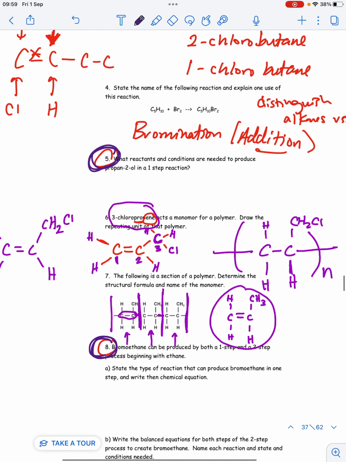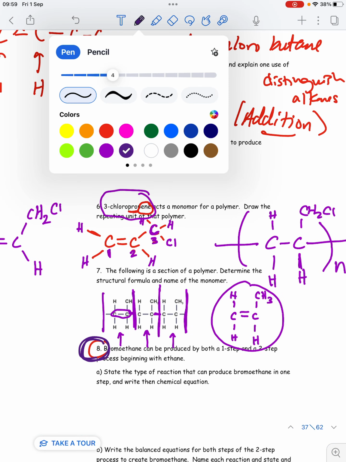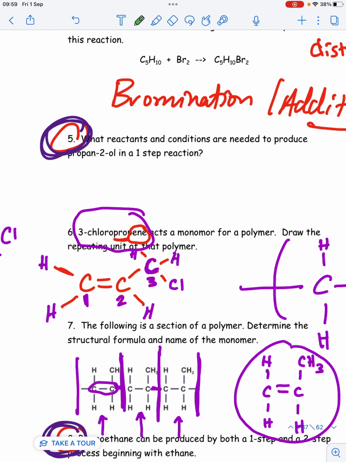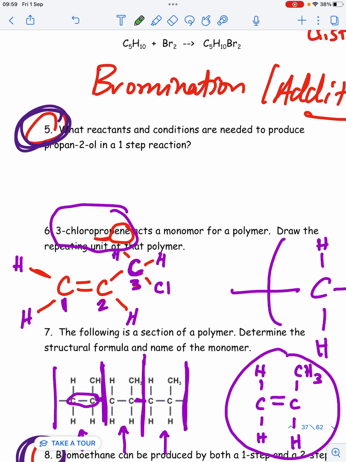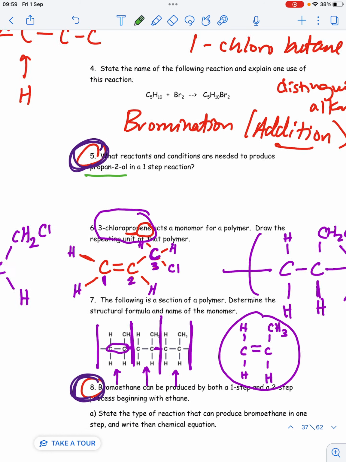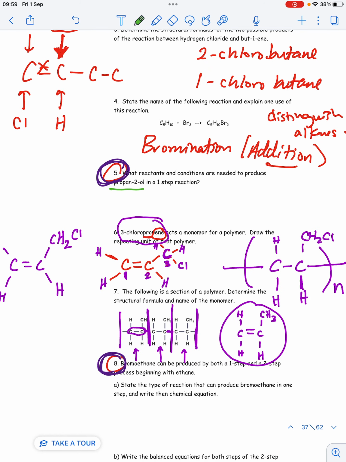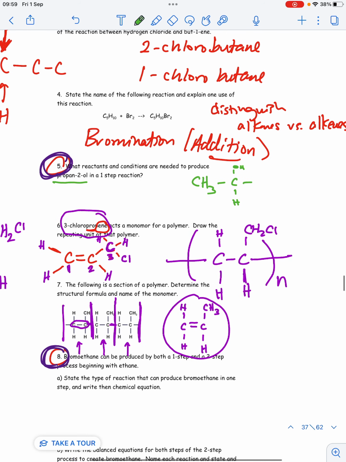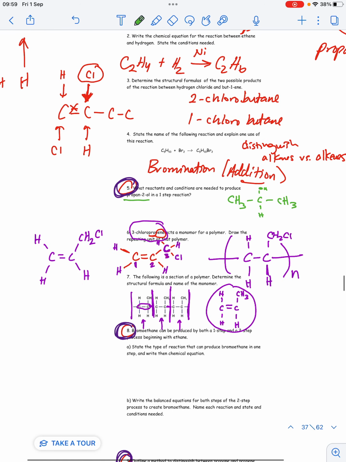Okay, there were a few that we hadn't answered yet, so I'm going to sneak in here and try to answer them now. What reactants and conditions are needed to produce propan-2-ol in a one-step reaction? So propan-2-ol is CH3, then you've got a carbon in the middle that has an OH on it, and we've got CH3 over here.